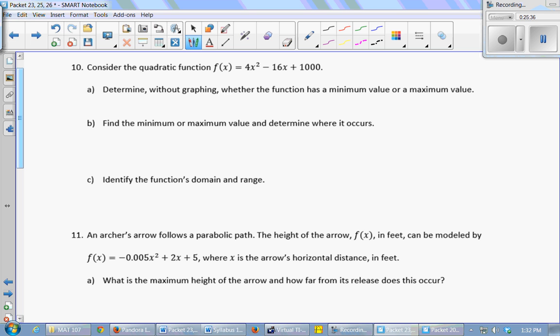Okay, so if I have this quadratic function, 4x squared minus 16x plus 1,000, without graphing it, without coming up with its vertex, does this function have a minimum value or a maximum value? A minimum, how'd you know that so fast? The a value is positive, which means it opens up, which means its vertex represents a minimum value.